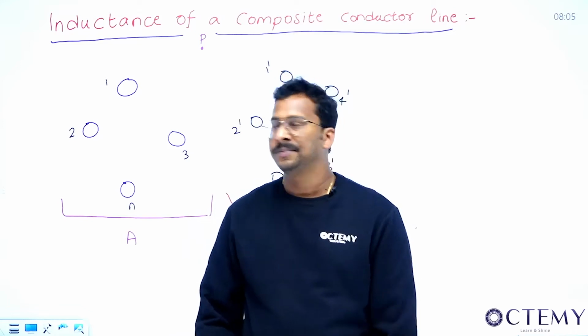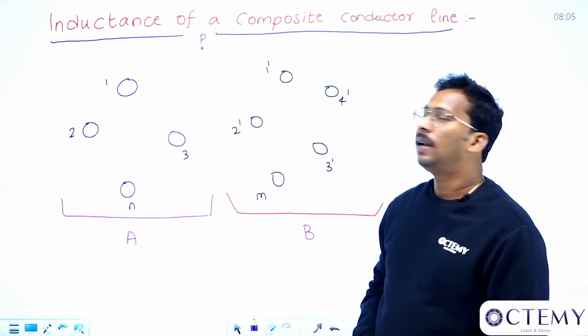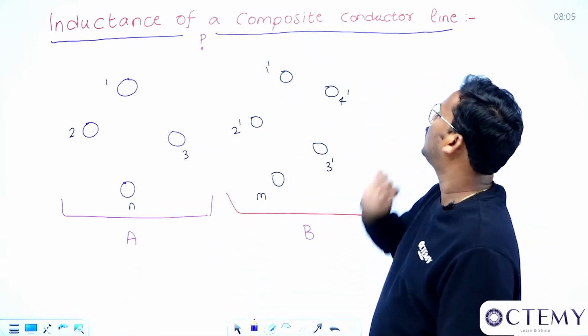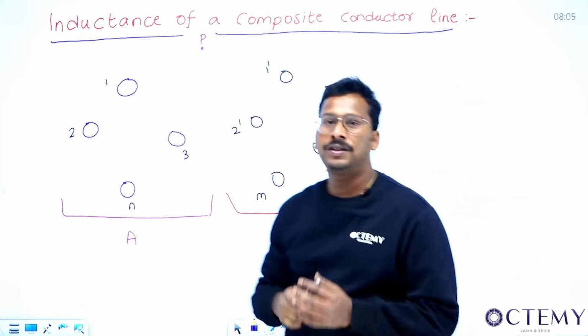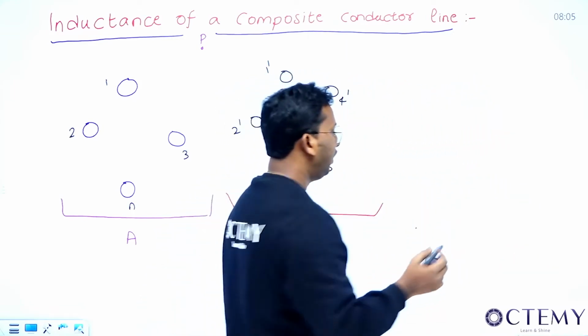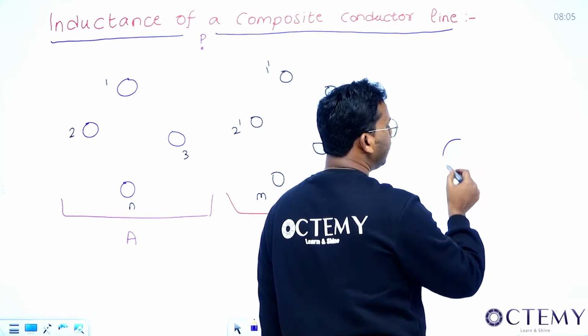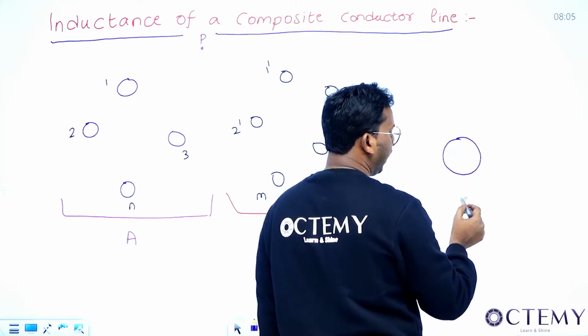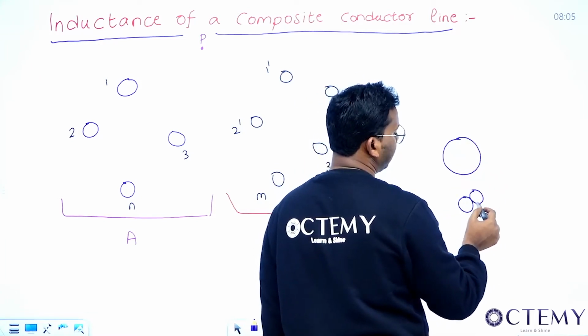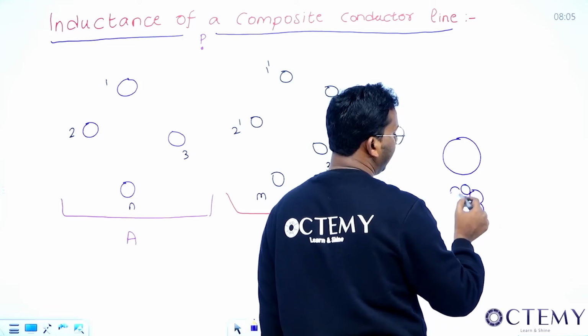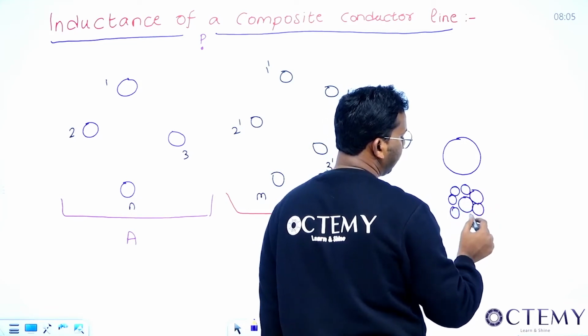Hello friends, good morning. In today's class, we'll be talking about inductance of a composite conductor line. Let us first understand what a composite conductor line is. You have seen a conductor like this, which is a solid conductor. A conductor like this, which has strands, is called a stranded conductor.